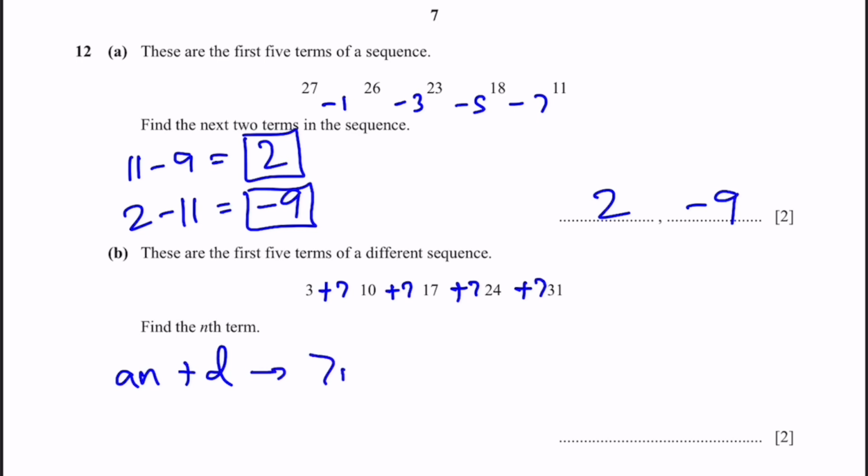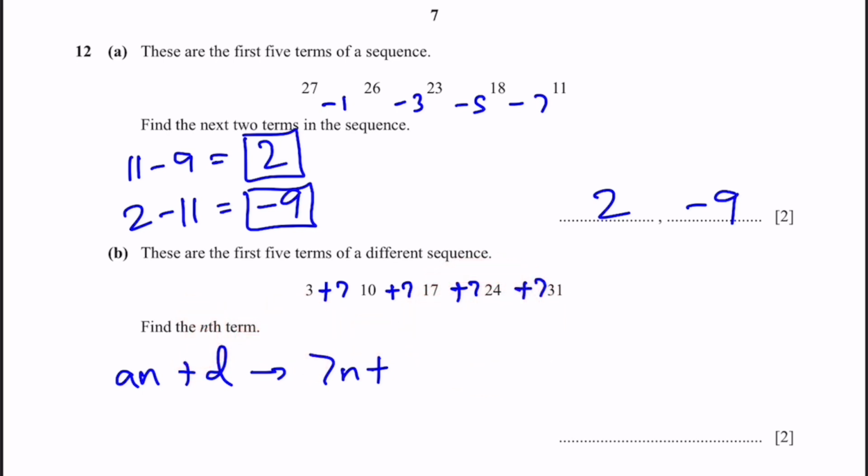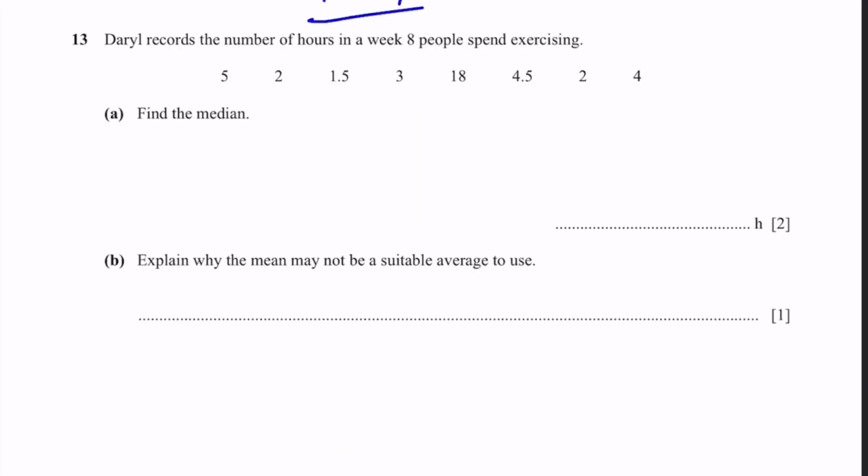This will be 7n plus the difference between the first term and a. So that means we subtract 3 first term minus a, which is 7. We don't do 7 minus a, we do 3 minus 7. That's minus 4. So 7n plus minus 4, which is equal to 7n minus 4. That is our answer.